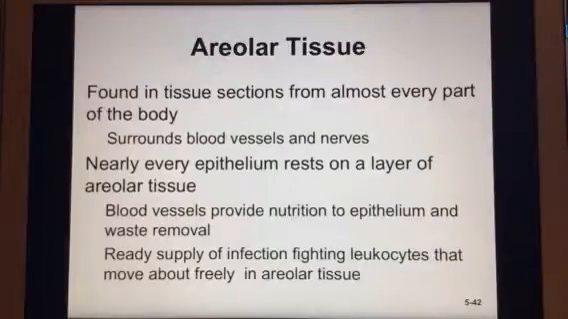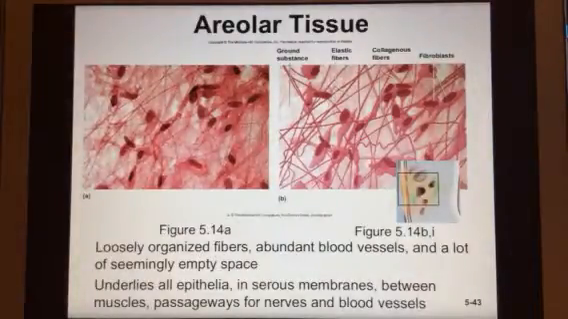And this is found in tissue sections from almost all parts of the body because it surrounds all of the blood vessels and nerves. So that makes sense that we're going to find it everywhere. And nearly all epithelium rests on a layer of areolar tissue. And there it is. So you can see the cells. You can see the fibroblasts are the easiest to see, but it does have different types of cells and then all of those fibers going every which way.